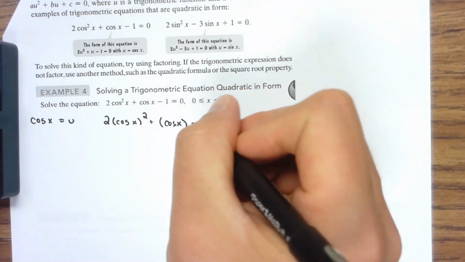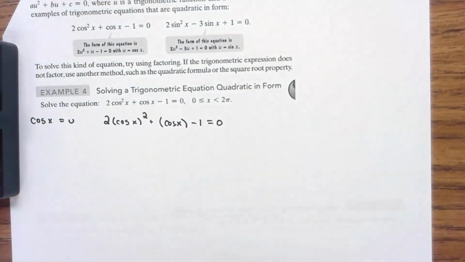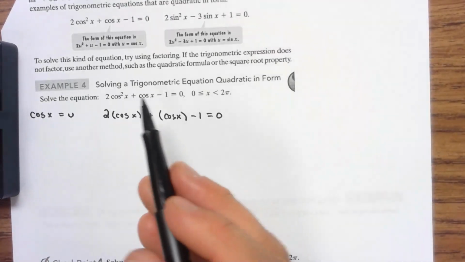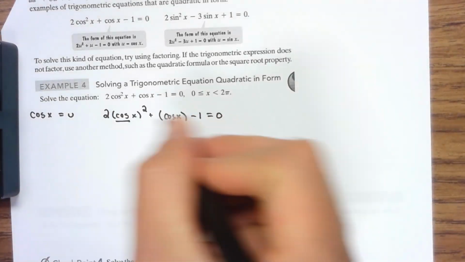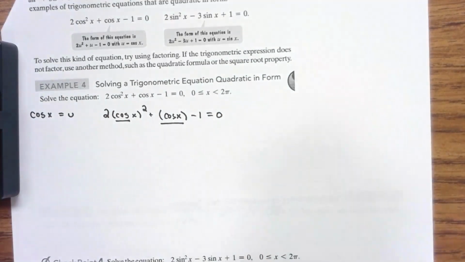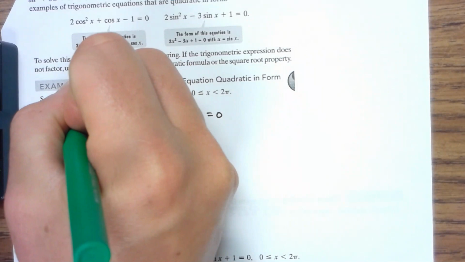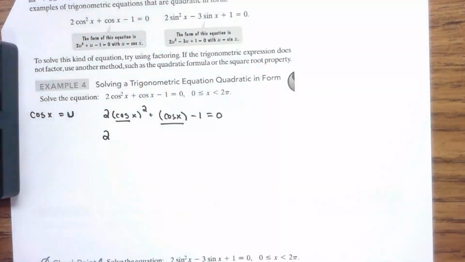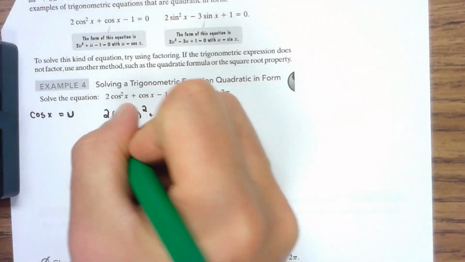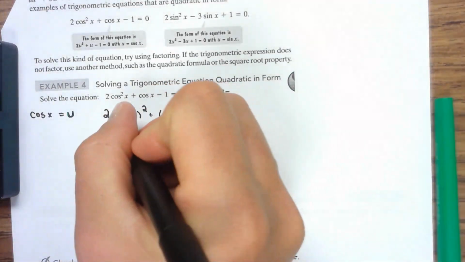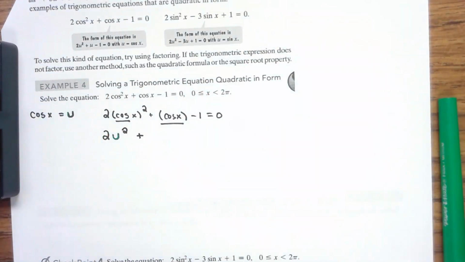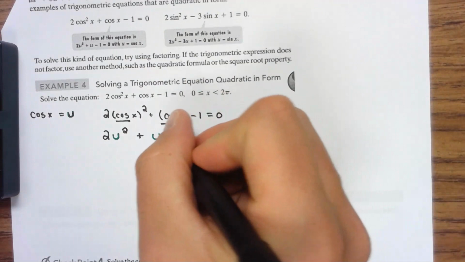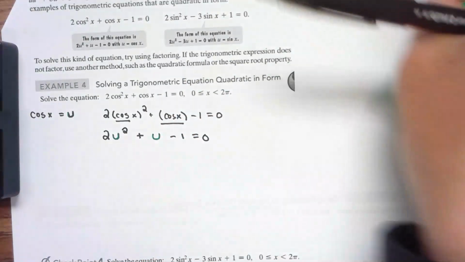So then plus cosine of x minus 1, and we're looking to see where that equals 0. So all of these cosine of x's are going to get replaced with the letter u. And let's do some colors. I'll let u be green. So everything in the equation is going to stay the same, except cosine is going to turn into u. So this is 2u squared, and then plus cosine of x, so plus a u, and then minus 1, and we're looking to see where that equals 0.